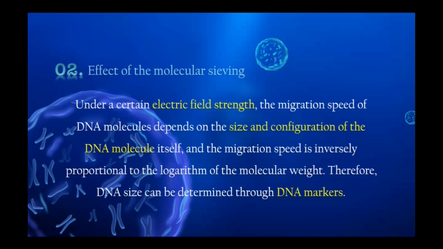Under a certain electric field strength, the migration speed of DNA molecules depends on the size and configuration of the DNA molecule itself, and the migration speed is inversely proportional to the logarithm of the molecular weight. Therefore, DNA size can be determined through DNA markers. And here's another hint that DNA markers will be explained later in the video, mainly in the experiment part.